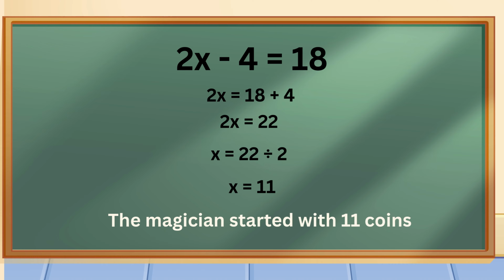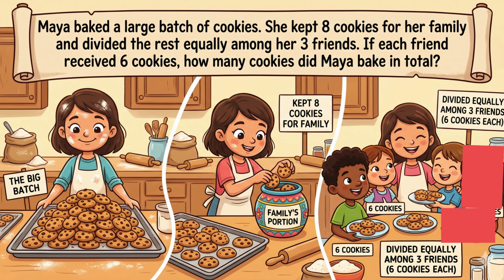Here is our second problem. Maya baked a large batch of cookies. She kept 8 cookies for her family and divided the rest equally among her 3 friends. If each friend received 6 cookies, how many cookies did Maya bake in total?